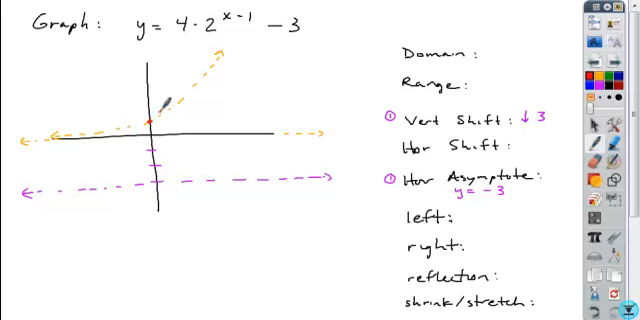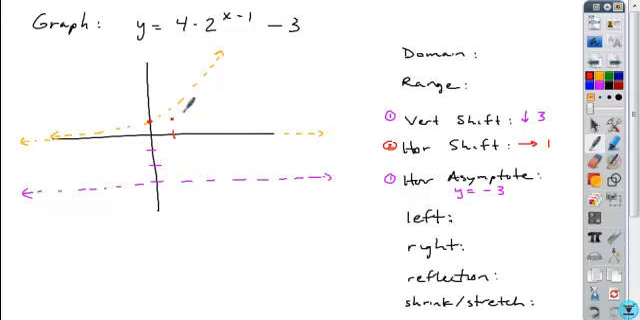Okay, what we can now do is work on this critical point. This critical point is adjusted by the horizontal shift. So when we look inside our function, remember that's the value of x that would give you a 0 inside the function. So what value of x would give you a 0 in this expression? 1. So positive 1 means to the right 1. So this point is going to be shifted to the right 1.